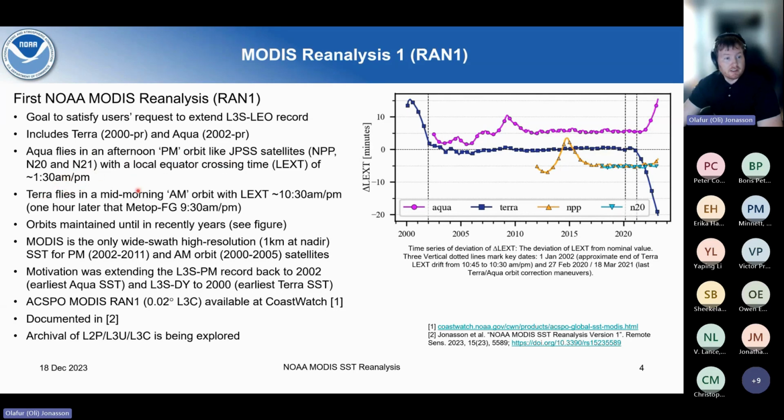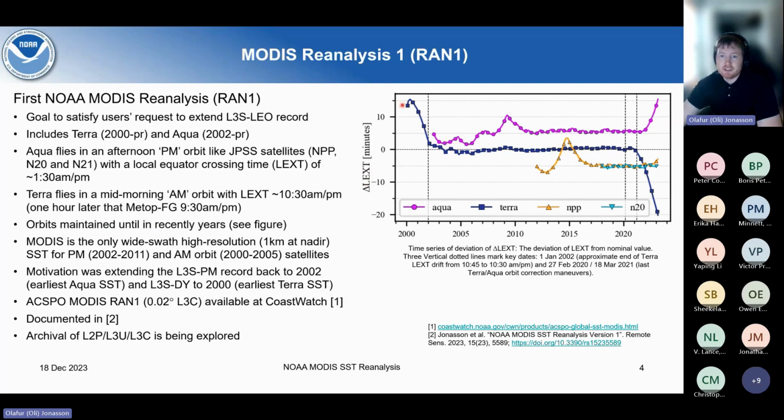Terra, on the other hand, is a mid-morning AM orbit, with a local equator crossing time of about 10:30. That's about 1 hour later than the Metop first generation satellites, which are at 9:30 AM and PM. The orbits of Aqua and Terra were maintained until recent years. If you look at the figure here, it shows the delta LECT, or the local equator crossing time anomaly, which is the deviation of the equator crossing time from nominal.